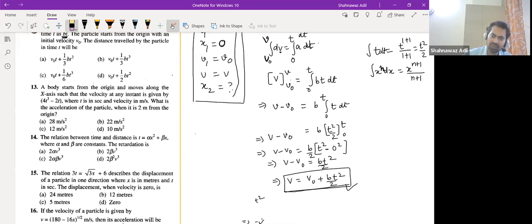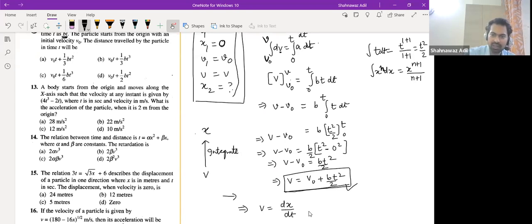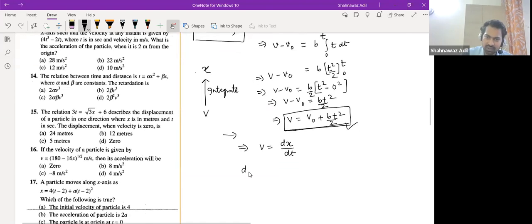Now we have velocity and we want to calculate distance. So what do we do? We integrate, right? We know that v is dx by dt, right? Then we have dx, which is v dt. Okay, we integrate both sides.